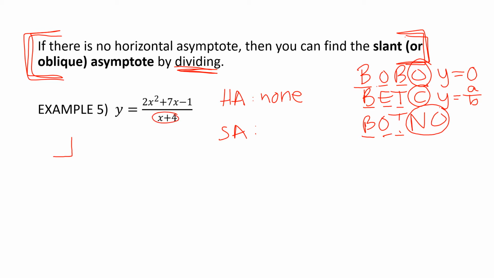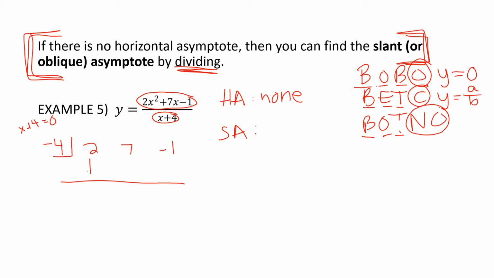I'm dividing by x plus 4. Remember the 0 goes in the box, so I have to set that equal to 0, so that means a negative 4 goes in the box. And then across the top I'm taking these coefficients, 2, 7, negative 1, and I skip a row.